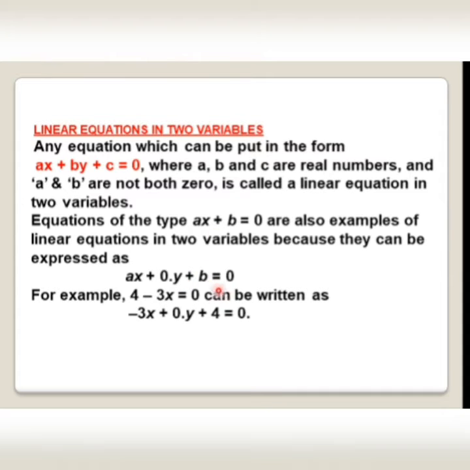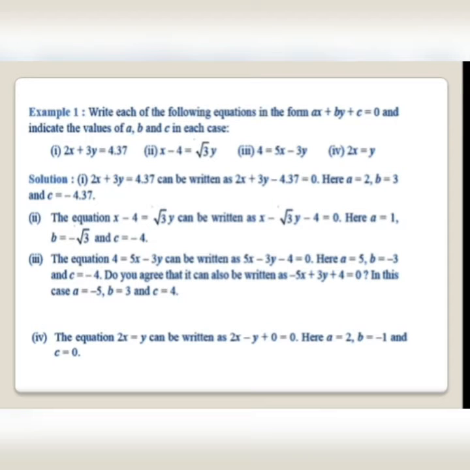Okay, plus b. Now we can compare: x term is there, y term is there, and here the coefficient for y is 0. 0 is a real number, as they said that a and b are real numbers only. So for an example, this 4 minus 3x equals to 0, that is also a linear equation in two variables we can say. But we have to write it with 0 times y. I hope it is clear. So let's move to the next slide to do more examples.